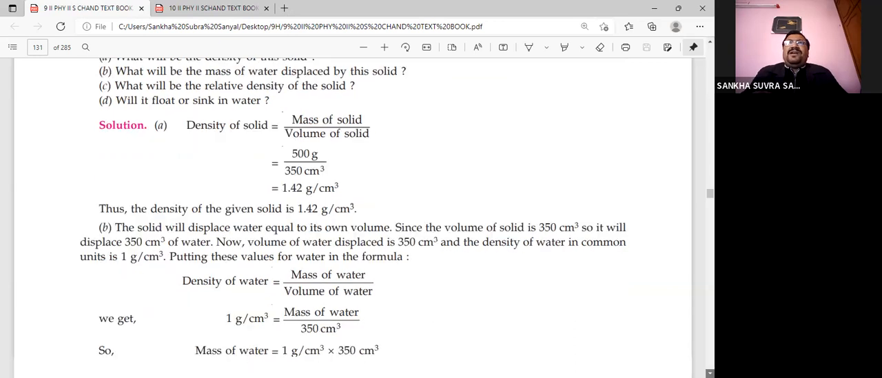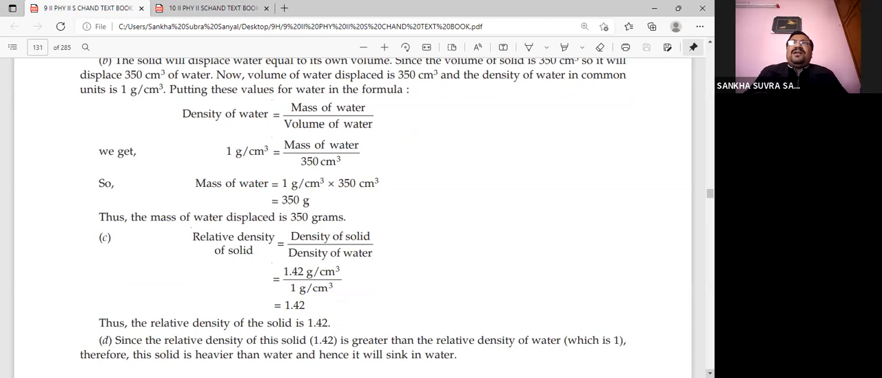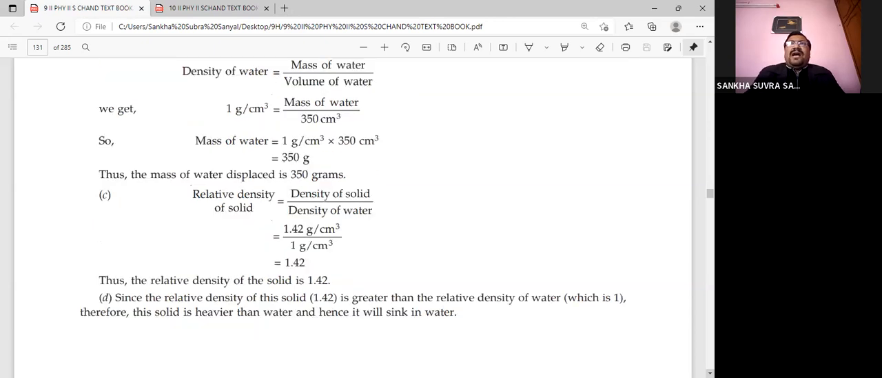Let's see the approach that they have actually taken. If you check over here, we're finding the density of water as mass of water by volume of water. So if I need to find the mass of water, what am I supposed to do? I just put in the values. I find that the mass of water that would be displaced is 350 grams, because we are already provided with the information regarding density as well as the volume. So if the mass of water needs to be calculated, we simply need to multiply that.